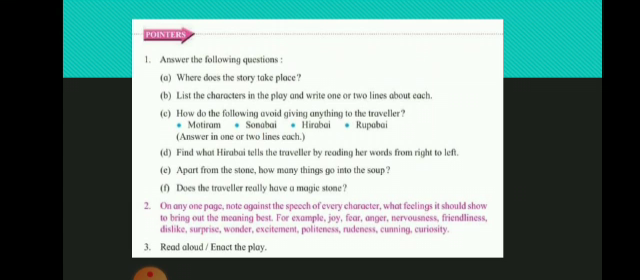Now we will move to the next one, question number C. How do the following avoid giving anything to the traveler? What excuses they made, that you have to write in this question. So first of all, what Motiram said. Motiram tells the traveler that dinner was over and nothing was left. He tells the traveler to try elsewhere. Yes, children, right? So this is said by Motiram.